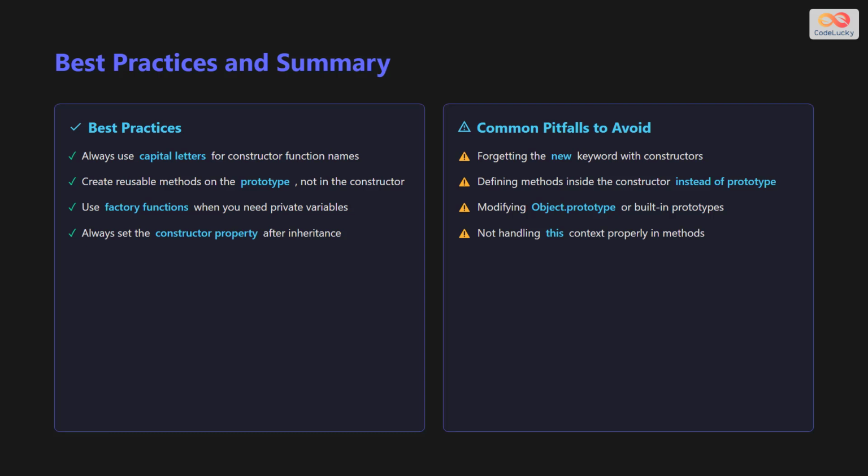Some common pitfalls to avoid are forgetting the new keyword with constructors, defining methods inside the constructor instead of on the prototype, modifying object prototype or other built-in prototypes, and not handling the this context properly in methods. By following these best practices and avoiding common mistakes, you can write more robust and maintainable JavaScript code.